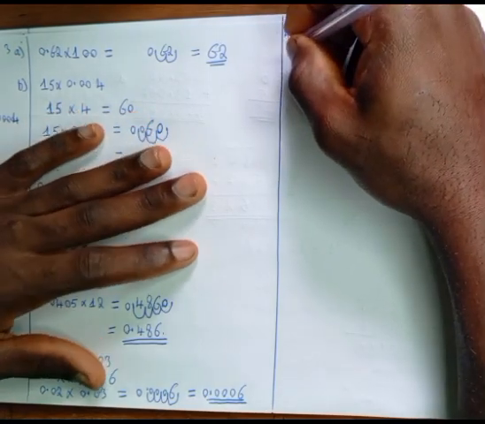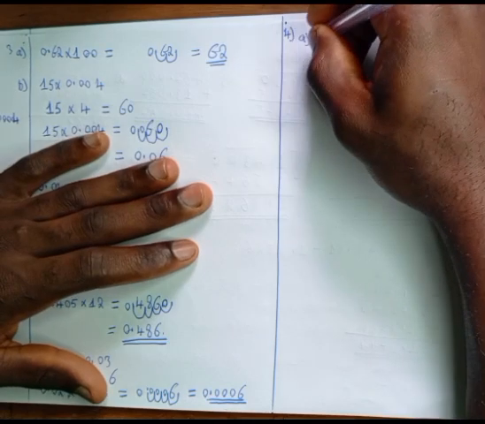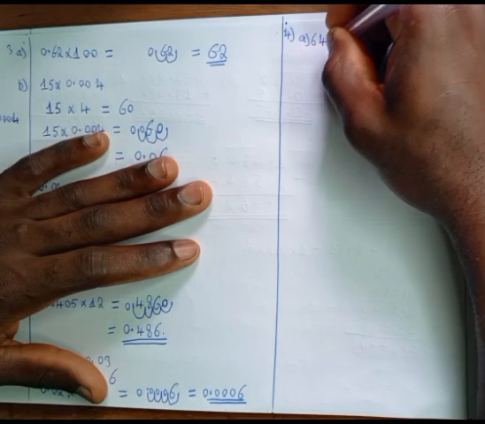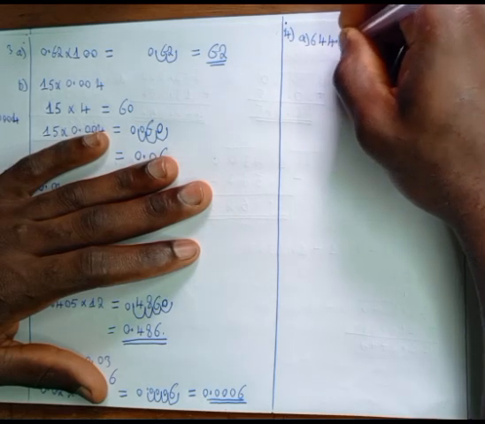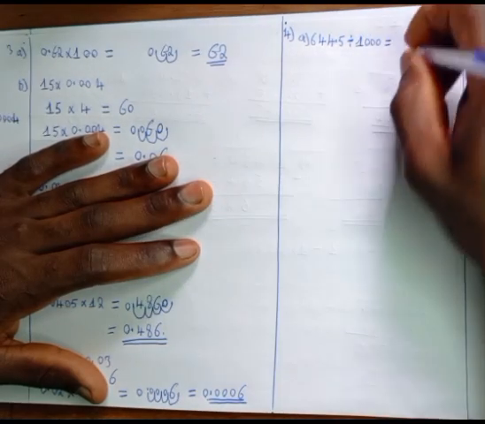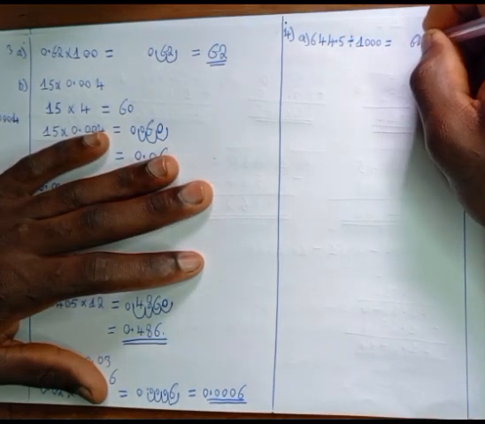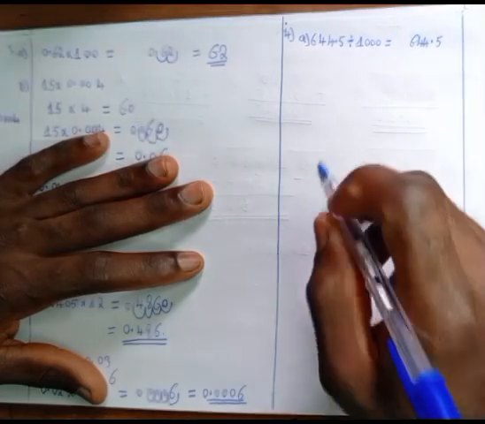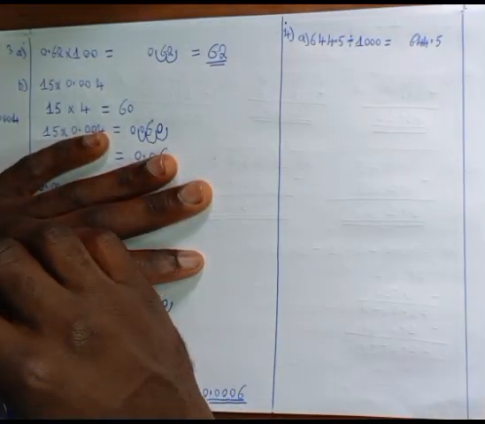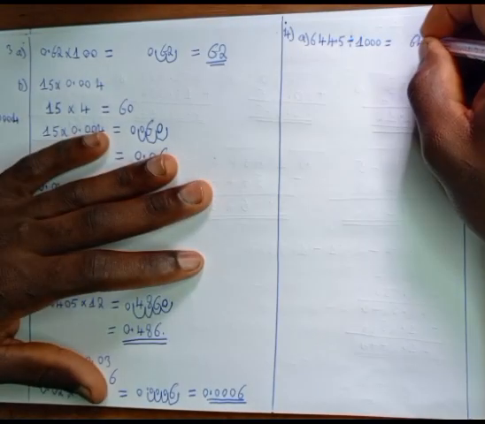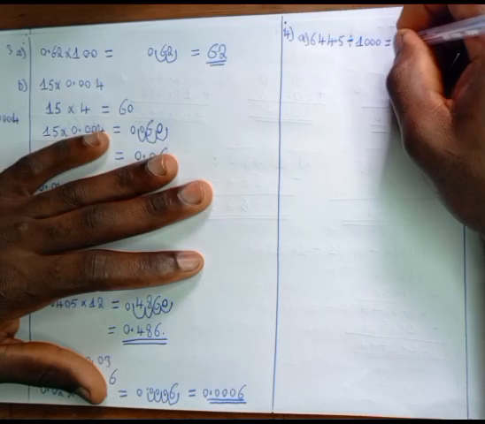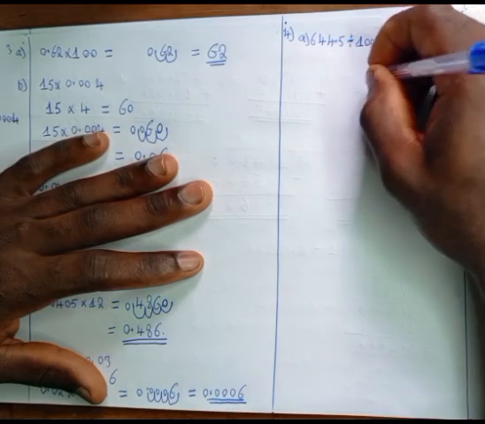For question 4, it says calculate the following. For A, we have 644.5 divided by 1000 will simply be equal to, we are going to write down the number 644.5. We are dividing by a power of 10, which has 3 zeros. So we are going to take the decimal point 3 places to the left hand side. We're going to take it 1, 2, 3. The decimal point will be here now.